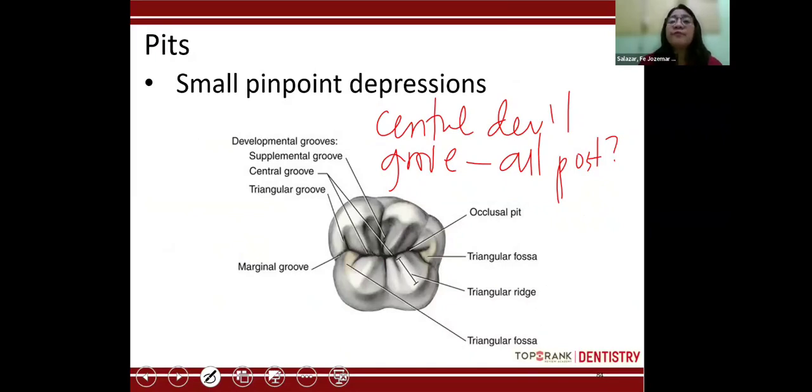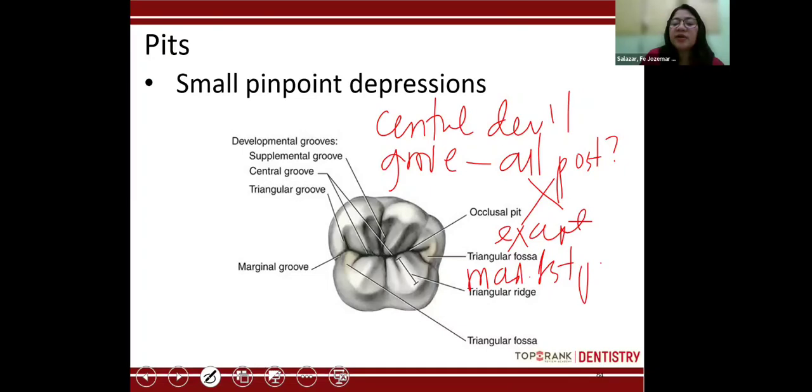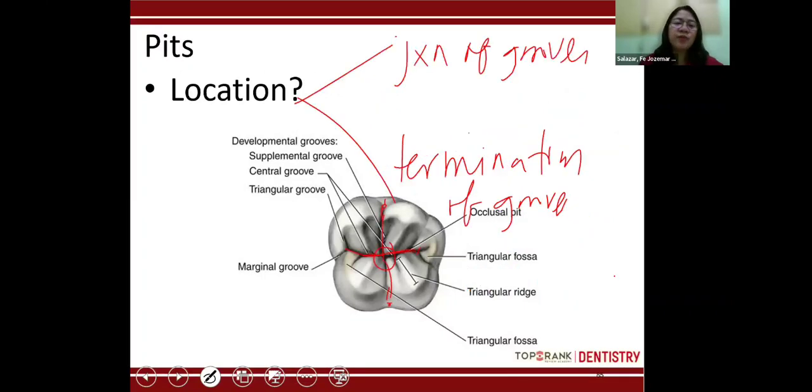Okay. Mandibular first premolar, meron ba central developmental groove? Wala. Okay, no. Okay, so all posteriors except mandibular first premolar. It is the only posterior without a central developmental groove. Yan, wala siyang, kaya nga di ba, snake's eye siya. Kasi wala siyang central groove. Only posterior tooth without a central groove is your mandibular first premolar.